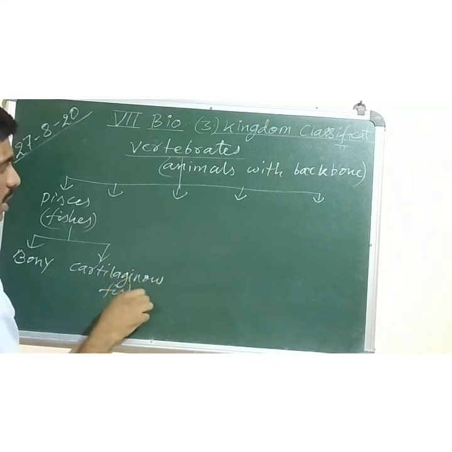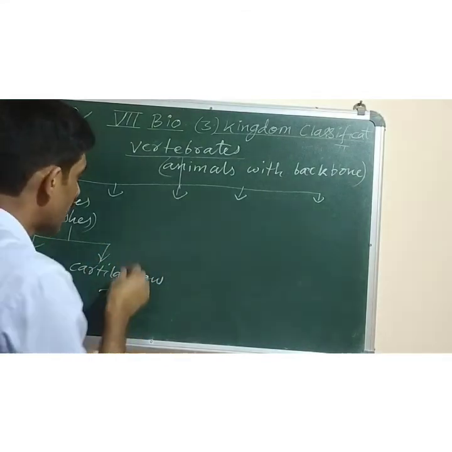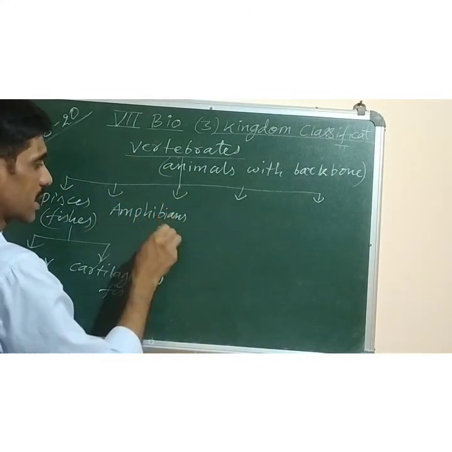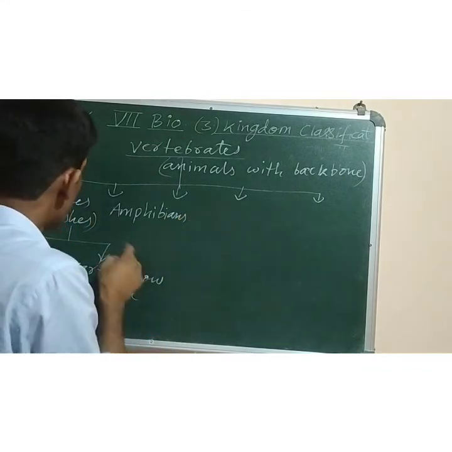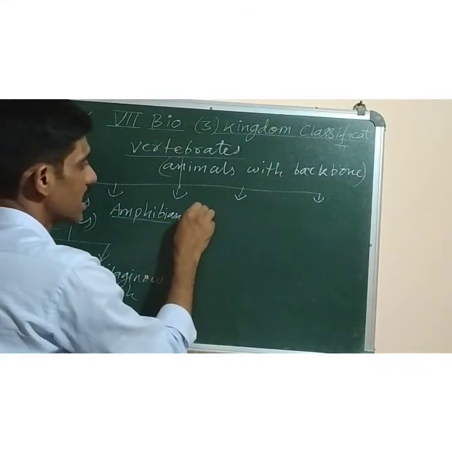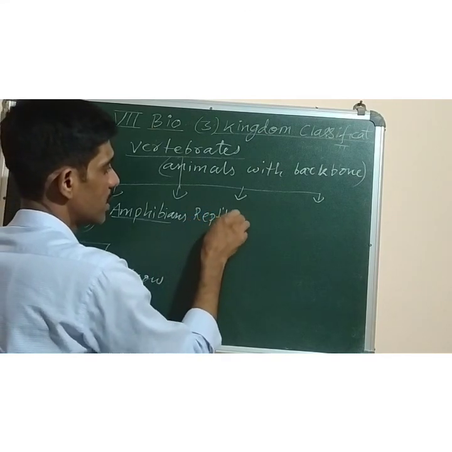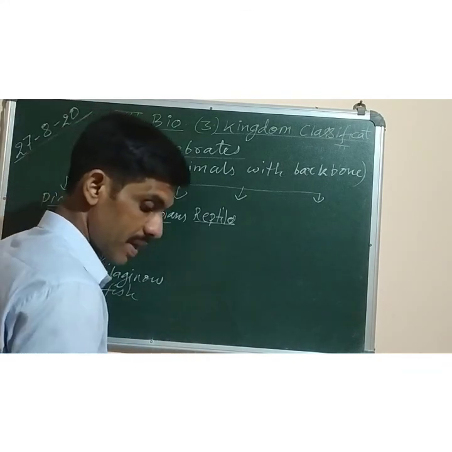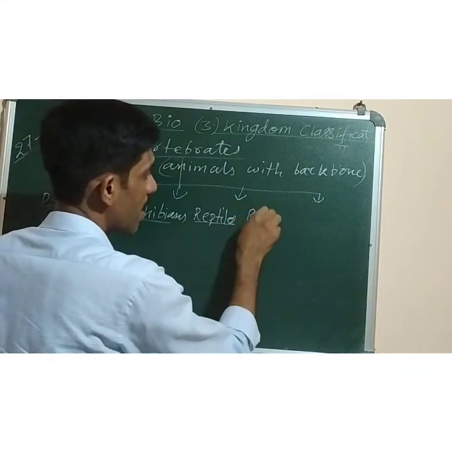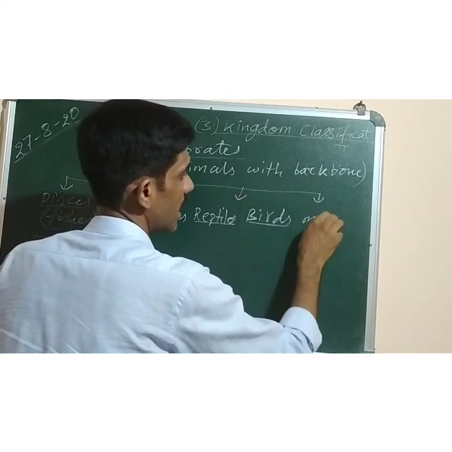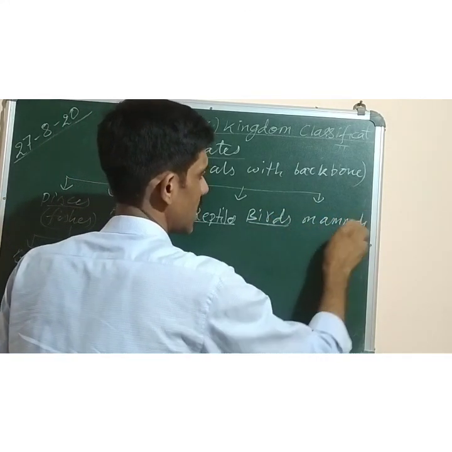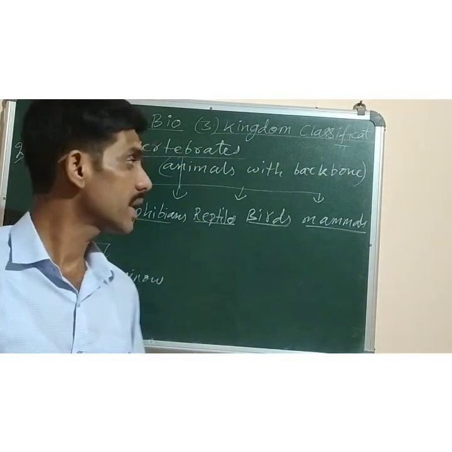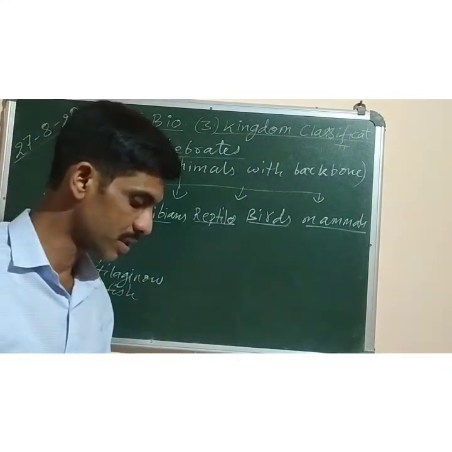Then next, after the pisces, we have the amphibians, that is those animals which can live both on land as well as water. Example is frogs. Then we have reptiles. Reptiles are those animals which are cold-blooded, like snakes and all. Then we have birds, and then the mammals is the last class. Now we have to study some of the characters of all these different classes which belong to vertebrates.